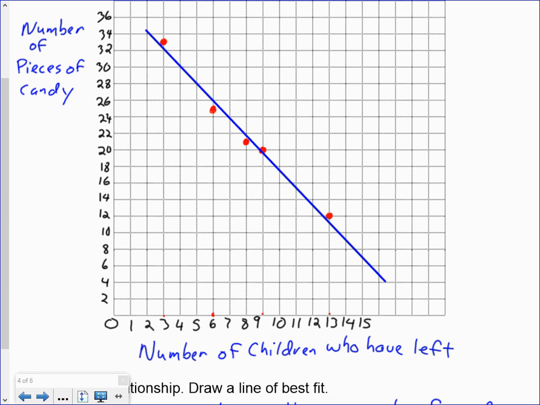If you're doing it with a ruler, you just want to put the ruler along that line of points, and then draw a nice straight line through all of them. So that is our line of best fit.